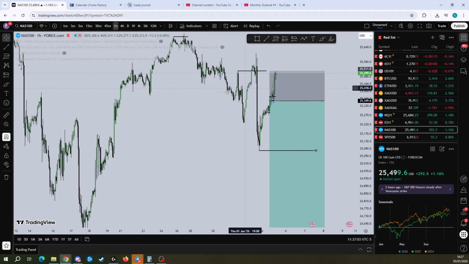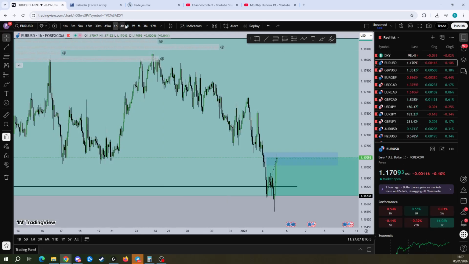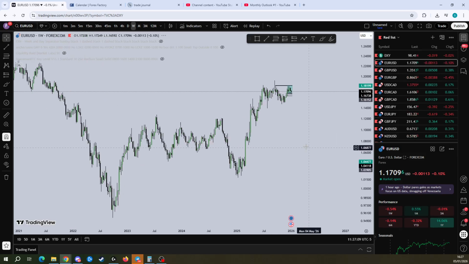So yeah, that was the breakdown for NQ, and then we'll go on to Euro. So on the daily, we'll start off the weekly actually.